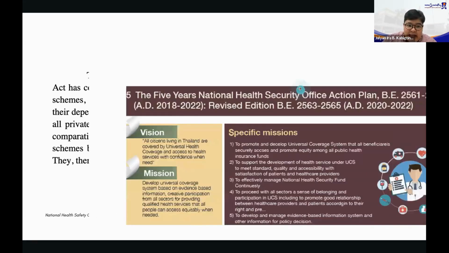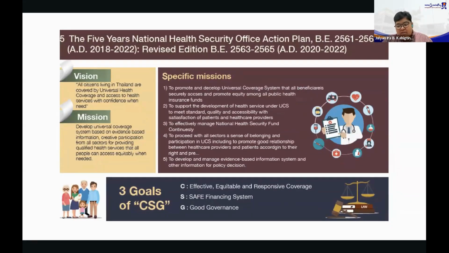So in 2018, NHSO also launched a 5-year action plan with a vision that all citizens living in Thailand are covered by universal health coverage and access health services with confidence when needed.